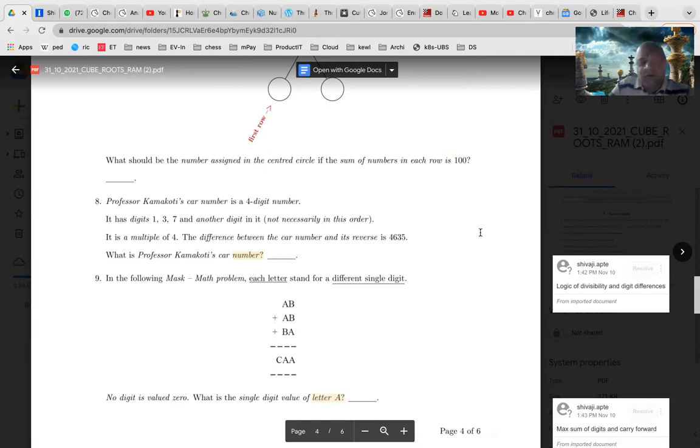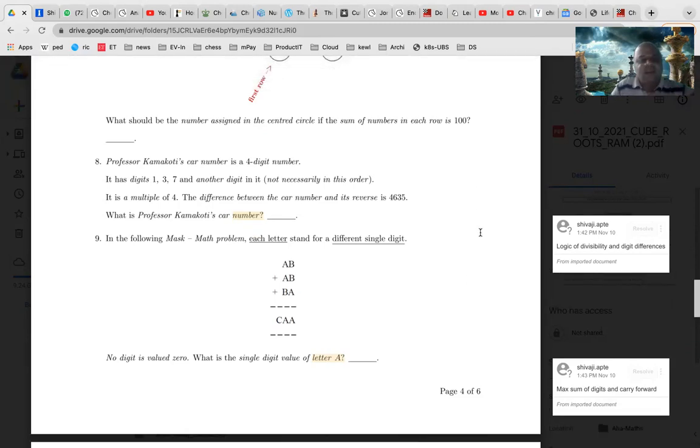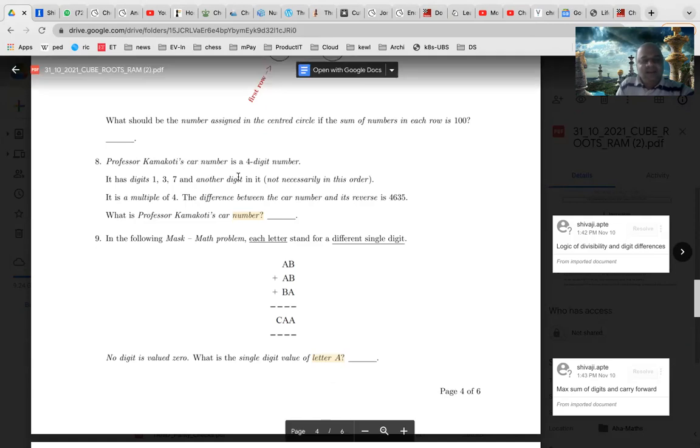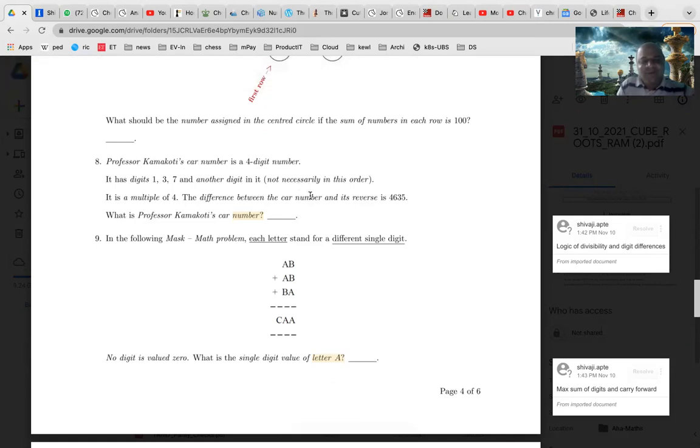Okay, so the last one, number 8, we will take it. What is the number 8? Professor Kamkoti's car number is a 4-digit number. It has digits 1, 3, 7 and another digit in it, not necessarily in some order. It is a multiple of 4. The difference between the car number and its reverse is 4635. What is Professor Kamkoti's car number?